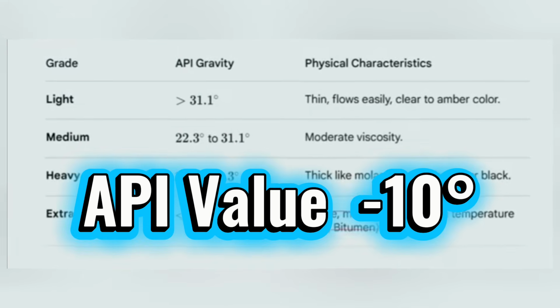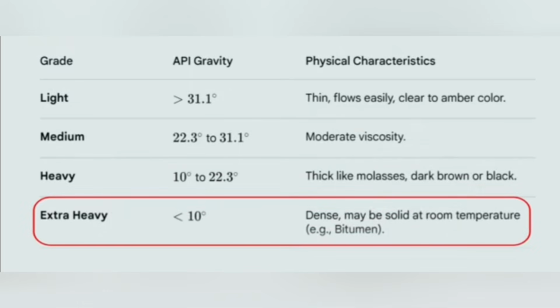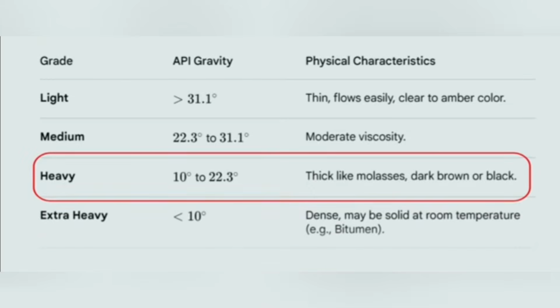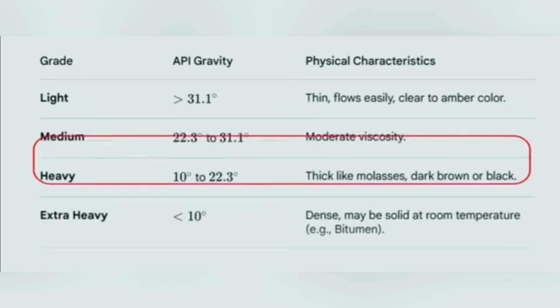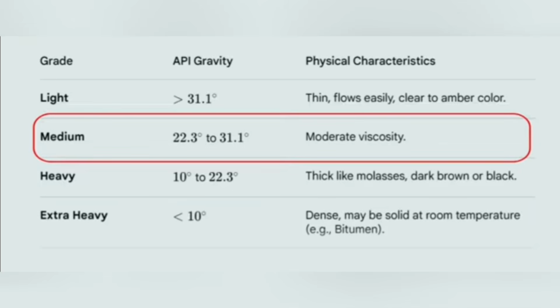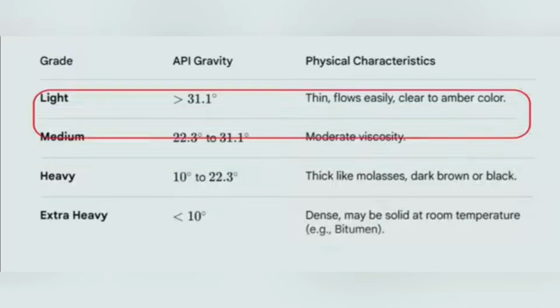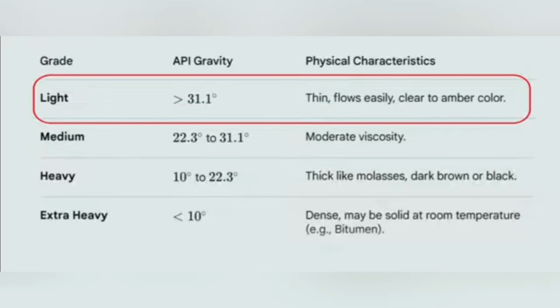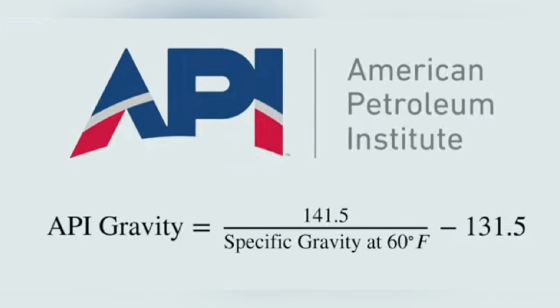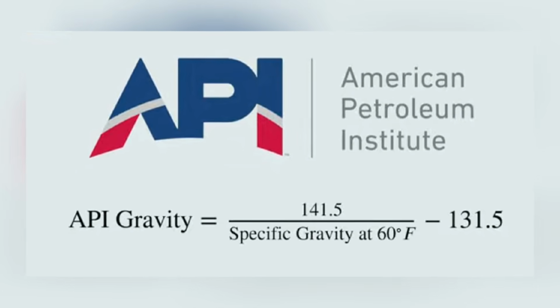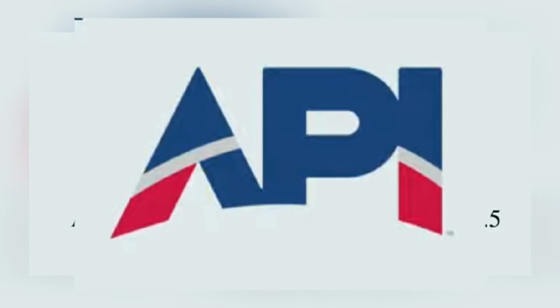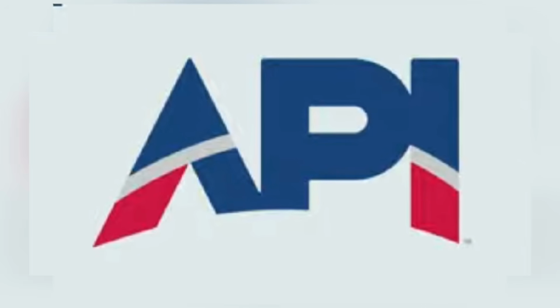If the API value is less than 10, it is called extra heavy crude oil. If the API value is from 10 to 22.3, it is called heavy crude oil. If the API value is from 22.3 to 31.1, it is called medium crude oil. And if the API value is above 31.1, it is called light crude oil. The American Petroleum Institute invented this scale. As a result, it is called API gravity for short.